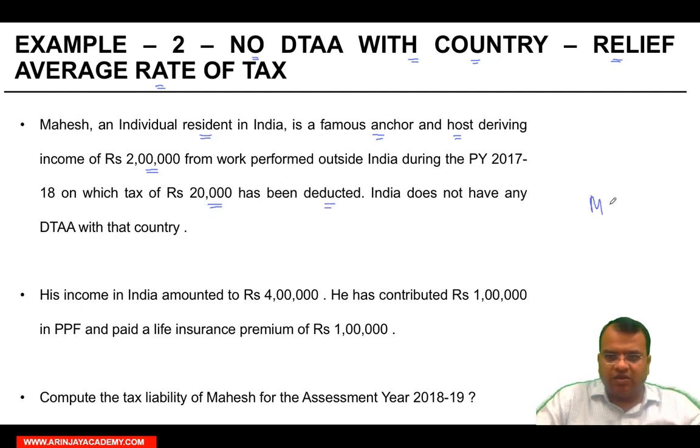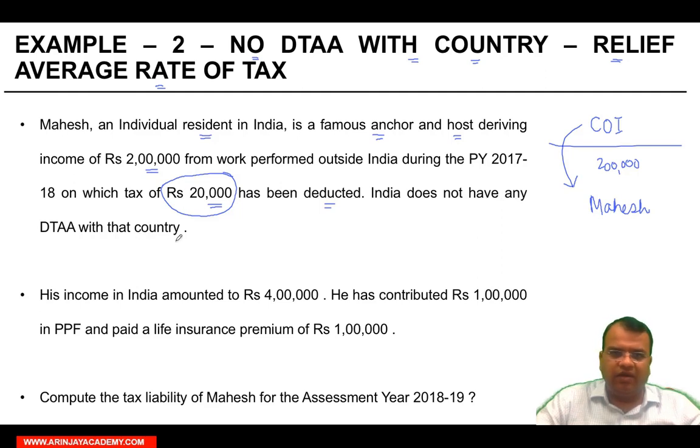So Mahesh, an Indian resident, received money from a country outside India. He got an income of 2 lakh, and on this income there is a TDS of 20,000. India does not have any DTAA with that country. इस country के साथ India का treaty नहीं है.